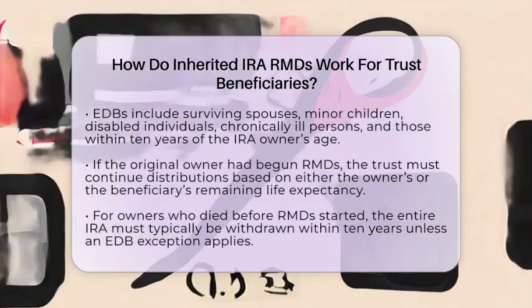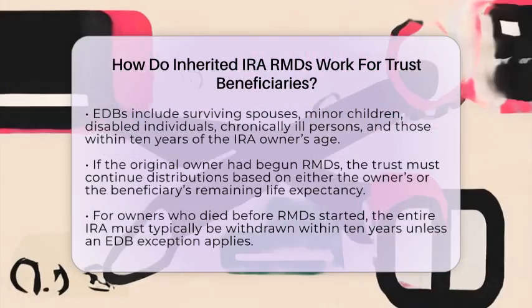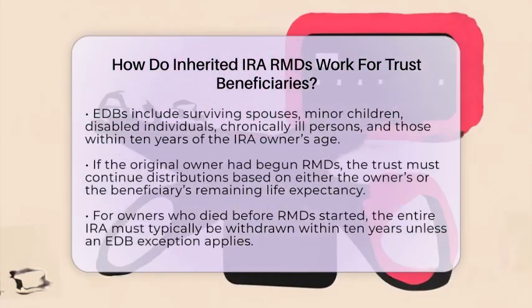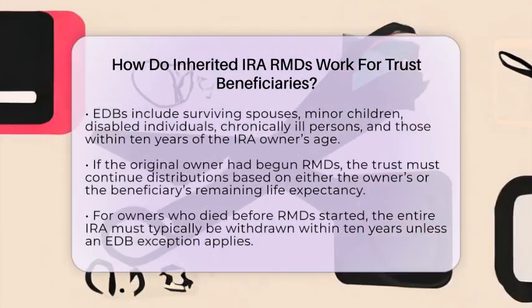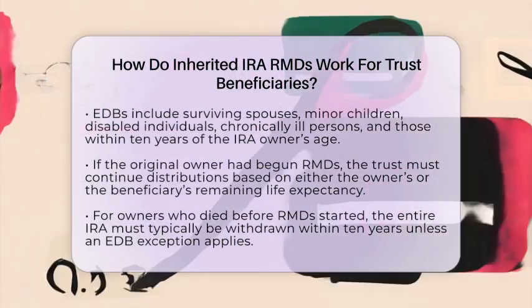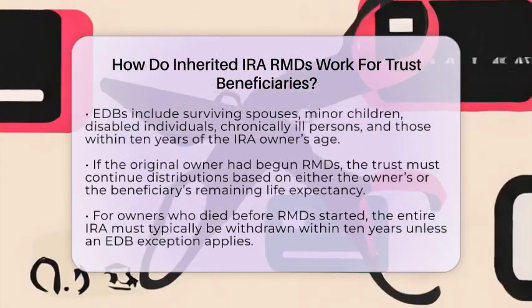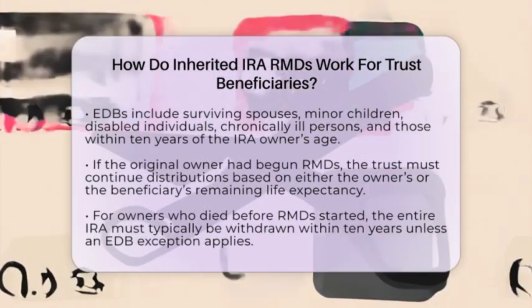If the IRA owner had already started taking RMDs before passing away, the trust beneficiary must continue based on either the owner's remaining life expectancy or the beneficiary's, whichever is longer. If the owner died before starting RMDs, the trust can wait until the end of the 10-year period to withdraw the entire amount unless an EDB exception applies.